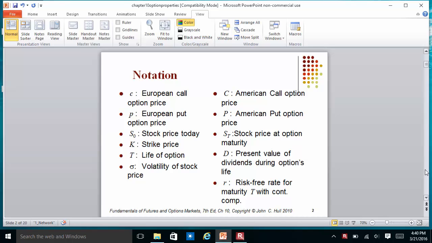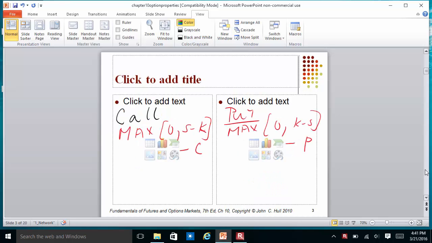So small c stands for the European call option price, large C stands for American call option, P European put option, capital P is for American put option, S0 is the stock price today, ST is the price at maturity, T is the life of option, sigma is the standard deviation of stock prices, R stands for the risk-free rate of interest.